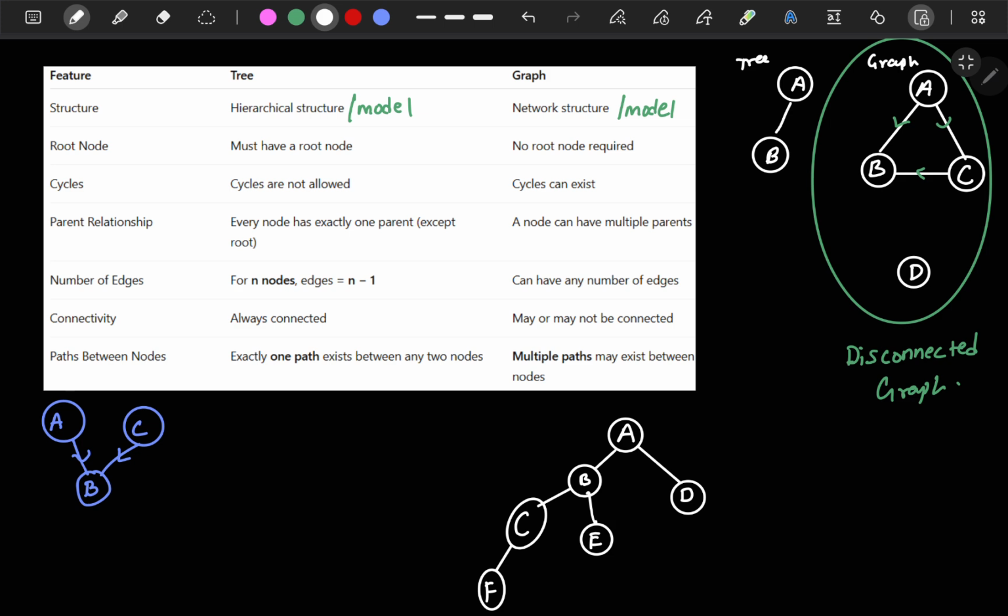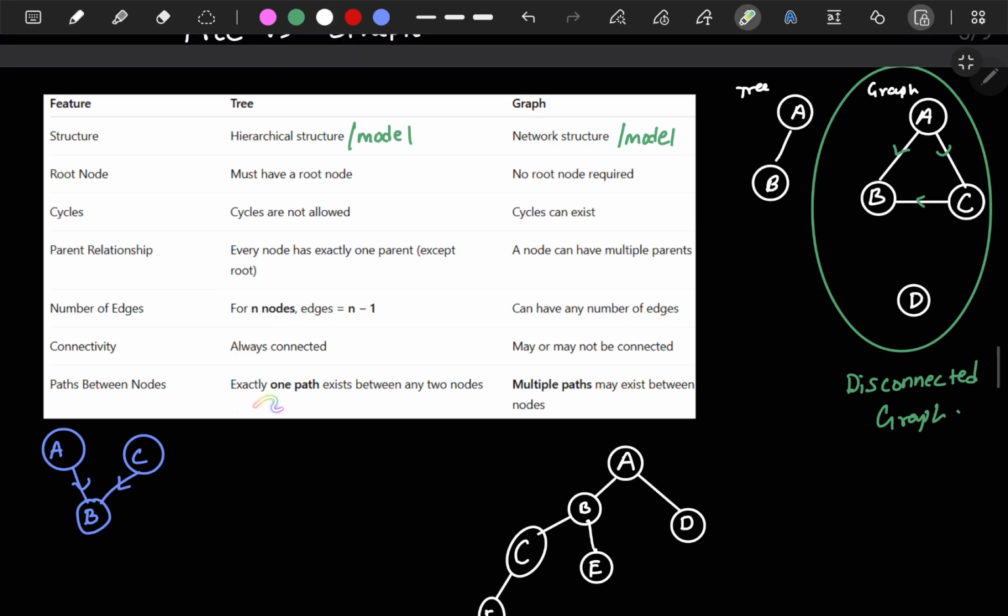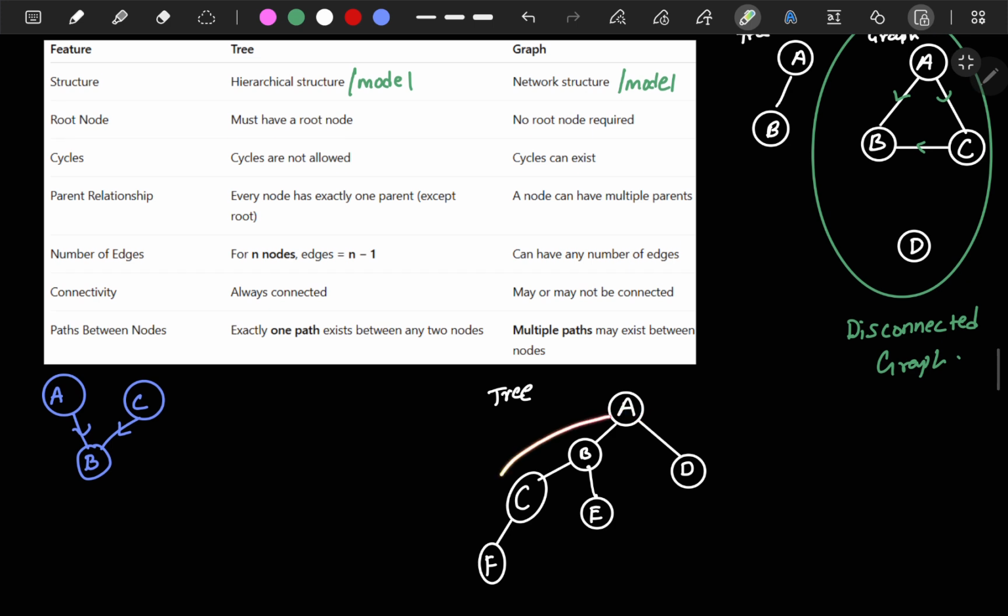Fine. Now the next point is, we had already seen this point about paths between nodes: exactly one path exists between any two nodes in a tree, while one path or multiple paths may exist between nodes in a graph. We had seen this part in a different video, right? So if I consider this example, we can clearly see if I want to reach from A to F, there is only one path. You have to go from A to B, then B to C, then C to F. Okay, no other path exists. Can I go from A to B, then B to F, then from E to F? No, that is not possible. Only one path is possible.